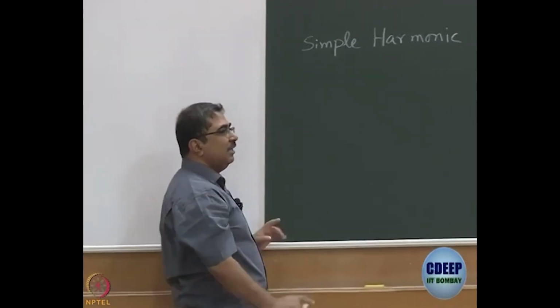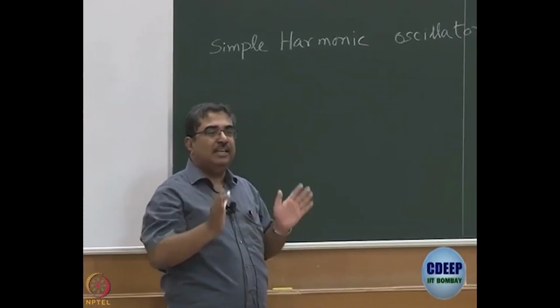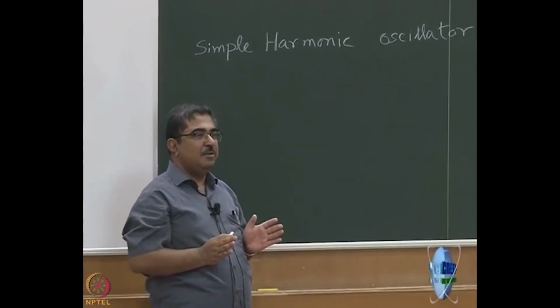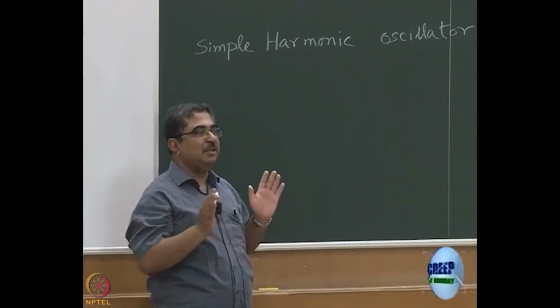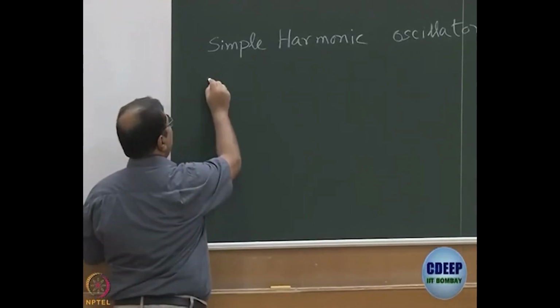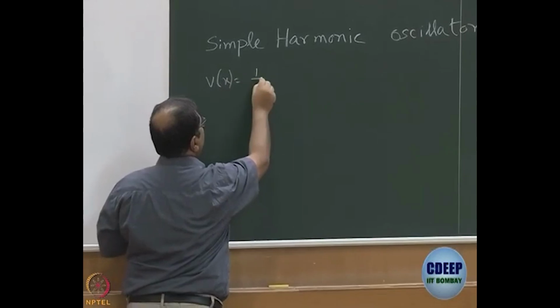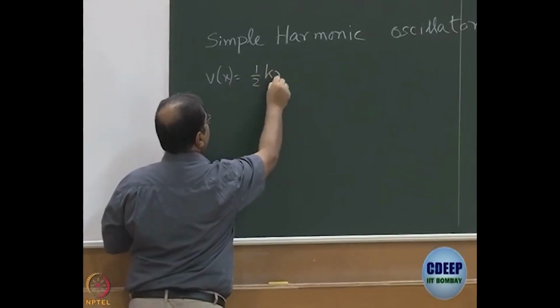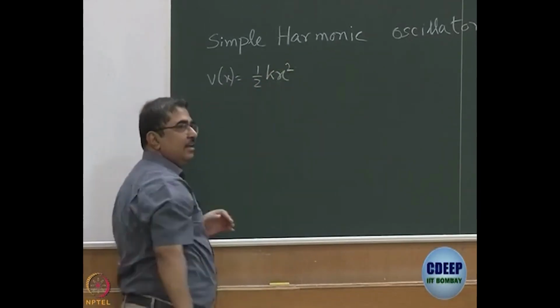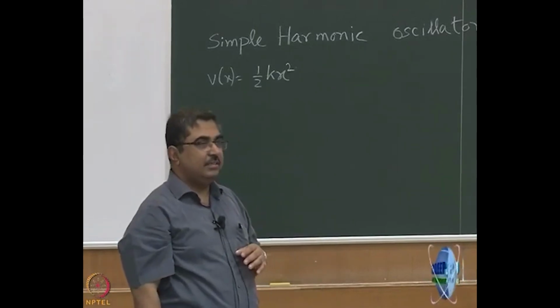For a simple harmonic oscillator, the first thing that we know is, what is the potential energy? It is half kx squared. So the potential energy I can write is half kx squared, and half kx squared is the equation of a circle. Is that right?